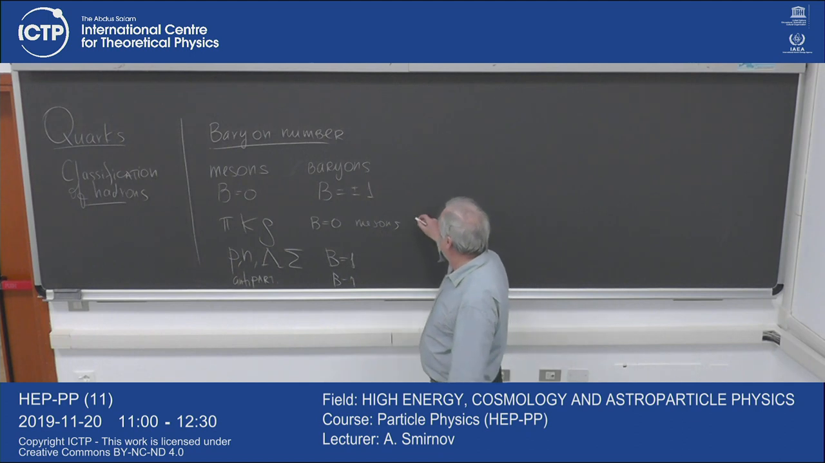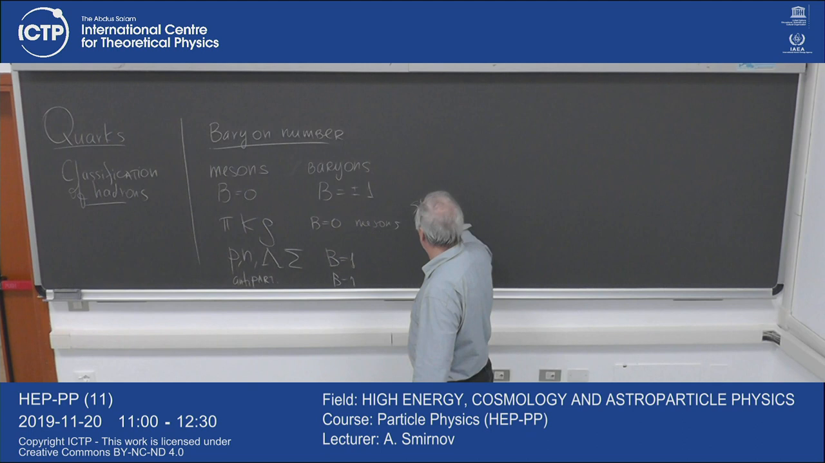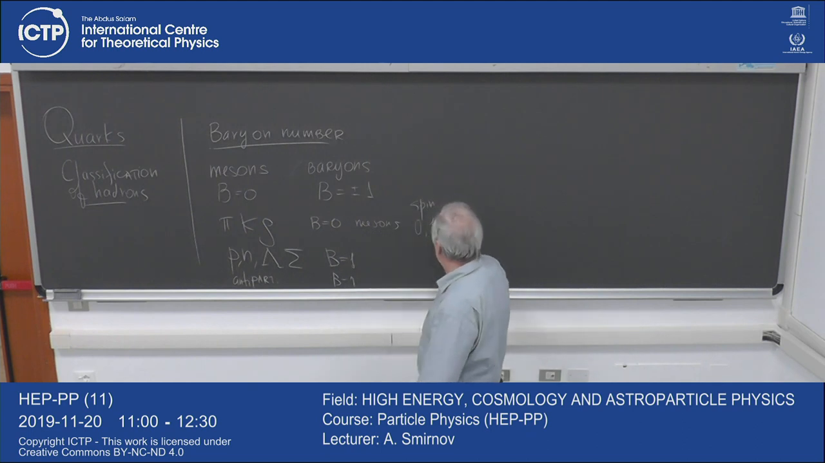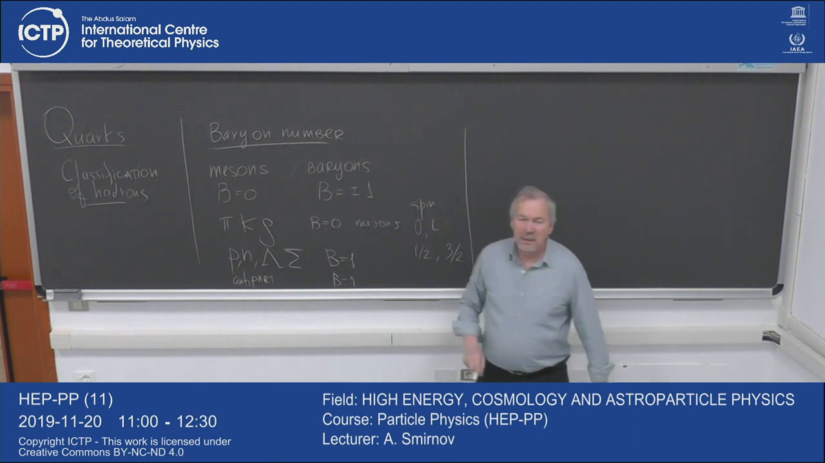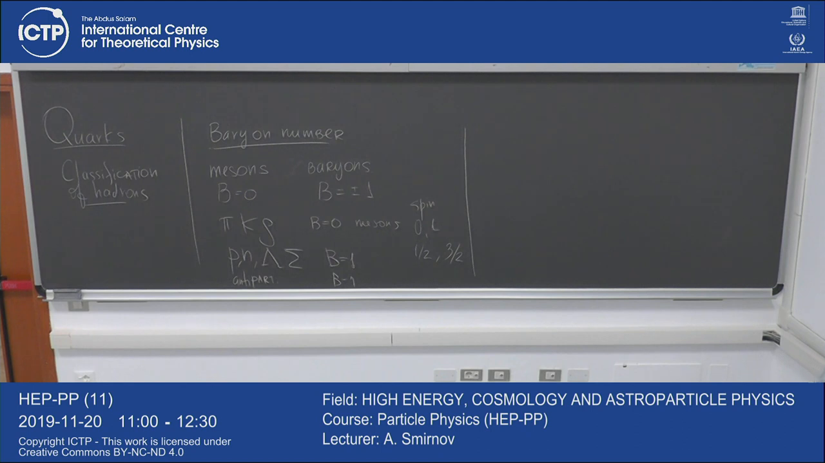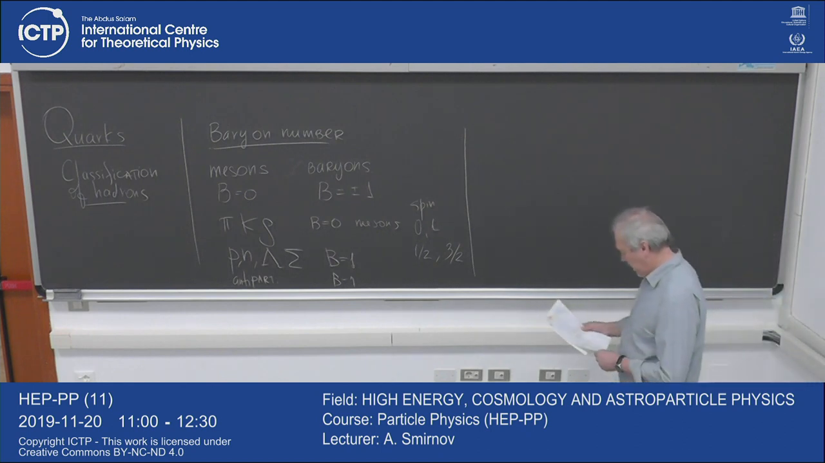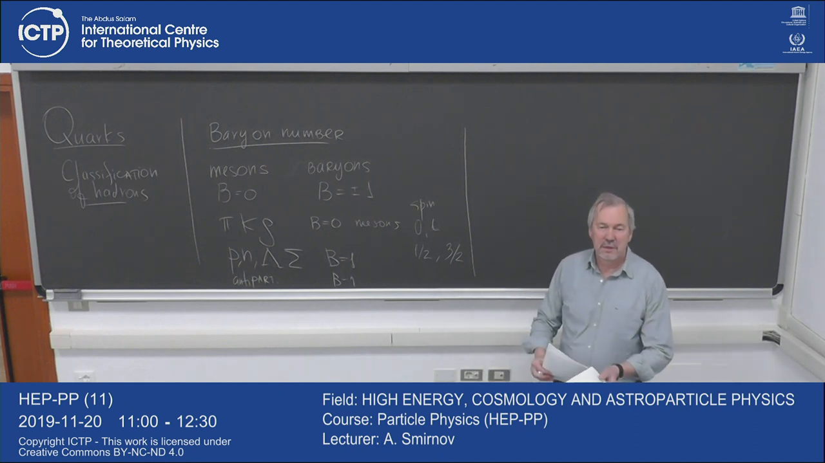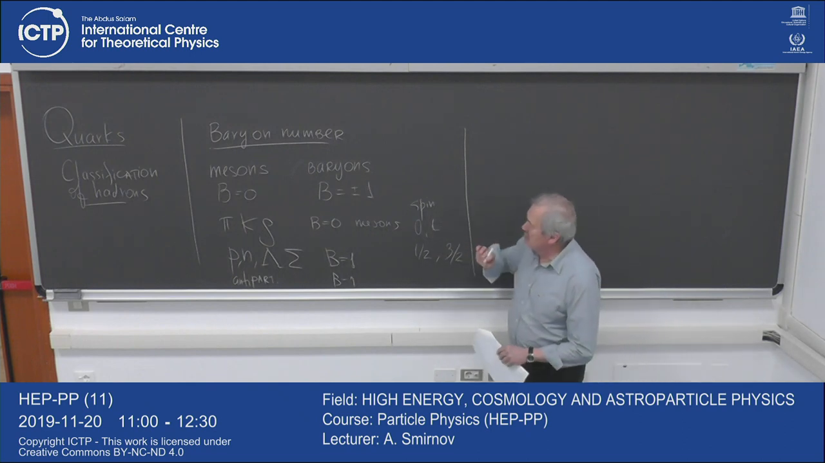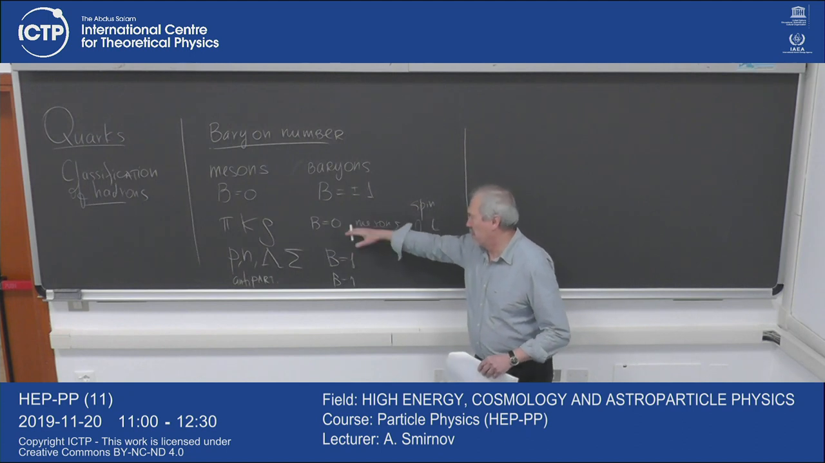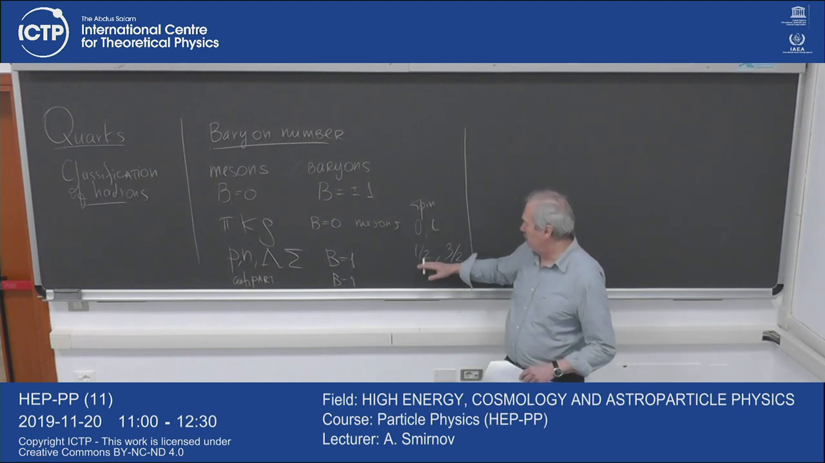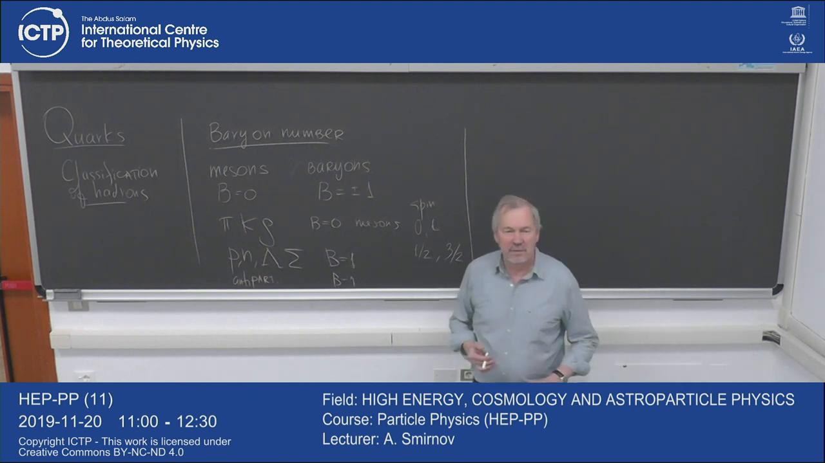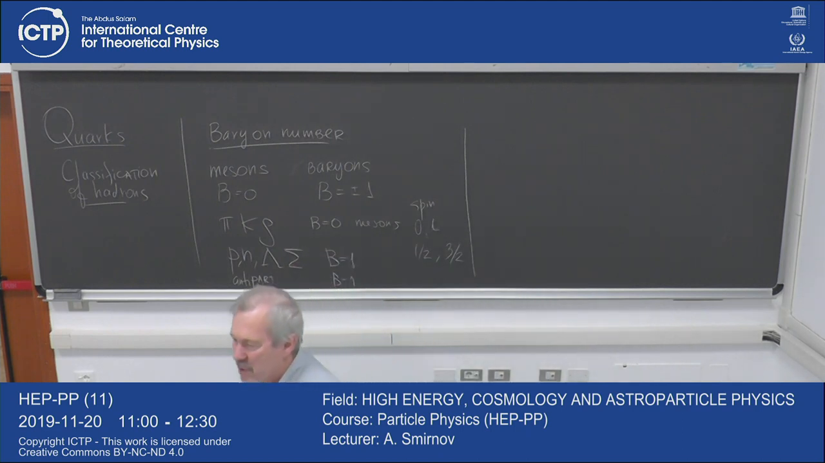Now, these particles have integer spin: pion has 0, rho meson has 1. These baryons have spin 1/2, and some of these baryons have 3/2. So the question: why do we need to introduce another quantum number? Why is spin not enough for classification? Why should baryon number be introduced? Does somebody know this? Because all mesons, with baryon number 0, have integer spin, and particles with non-zero baryon number, baryons, have semi-integer spin. Why is this not enough? Why on top of this has a new quantum number still been introduced?